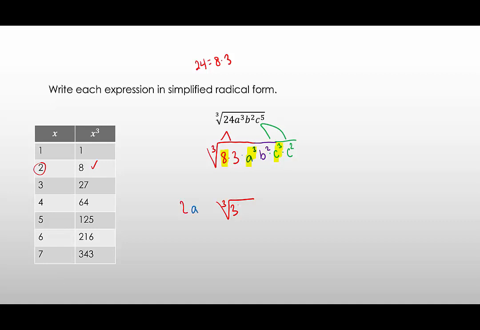The b squared just stays under the radical. We can't do the operation there, so we'll just leave it under the radical. The cubed root of c cubed would be c, and then we have a factor of c squared under the radical. And then just writing this so it's all one color, we have 2ac times the cubed root of 3b squared c squared. And that's as simplified as this expression can get. So I'll put a box around it.